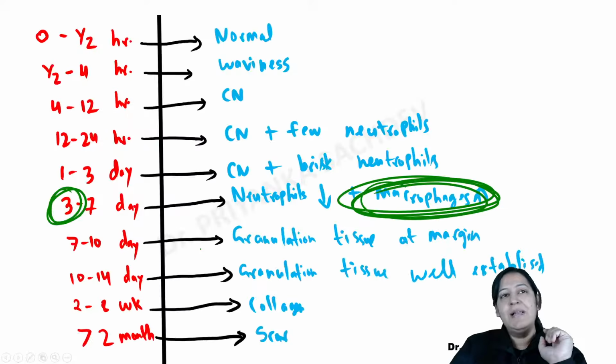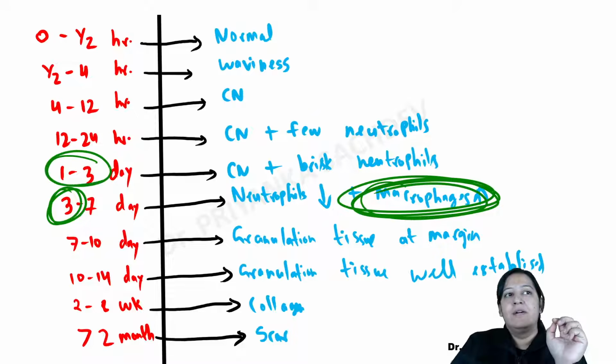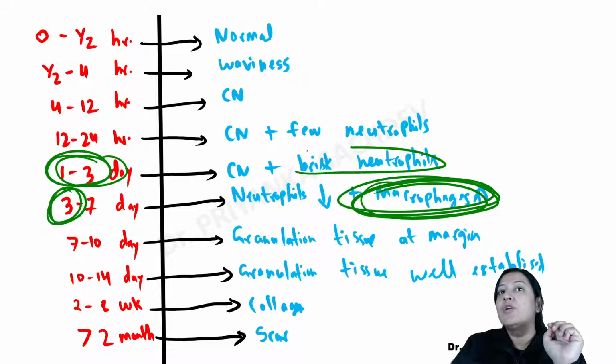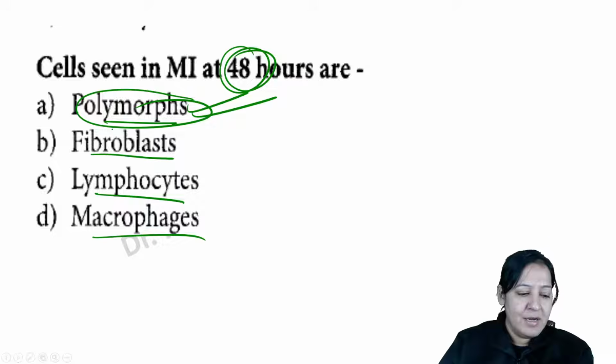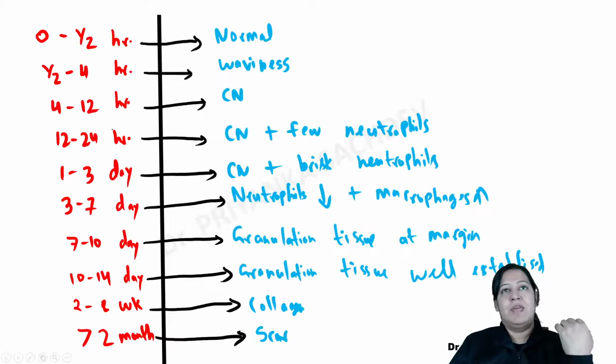You want to see the table? See the table. 48 hours पे कौन से आते हैं? You tell me. 48 hours कहाँ है? 48 hours means 2 days. So 2 days ये रहा. So 2 days पे we have brisk neutrophils. So go with neutrophils. Neutrophils are polymorphs. So go with A. Polymorphs and neutrophils, one and the same thing. Have you got it?